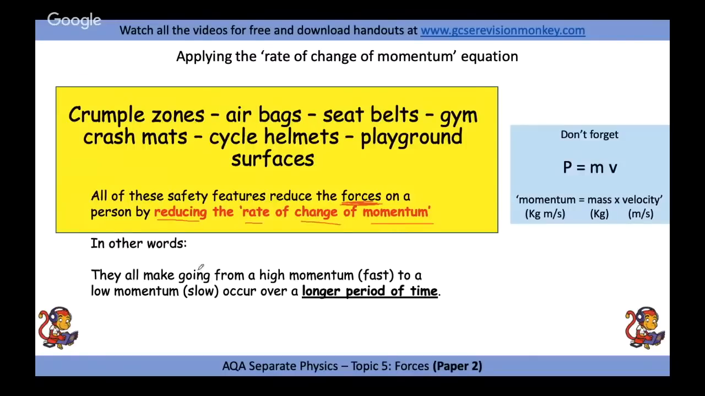In other words, they make going from a high momentum, because don't forget that momentum is mass times velocity, to a low momentum, occur over a longer period of time. So whenever you crash, you're going to have a high speed down to hopefully 0, but you want that to occur over a long period of time. So let's see how we do that.